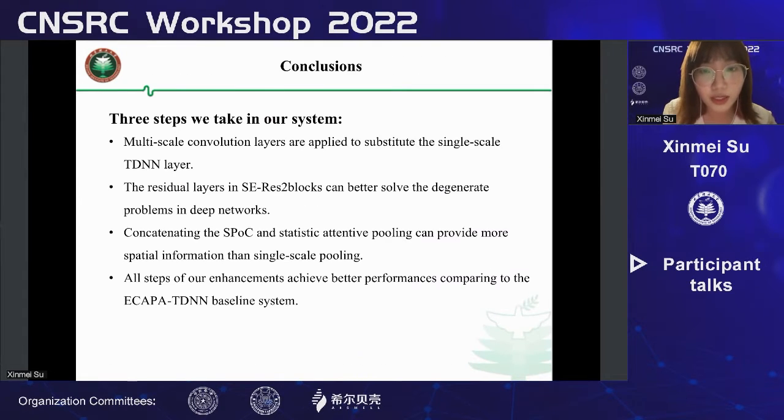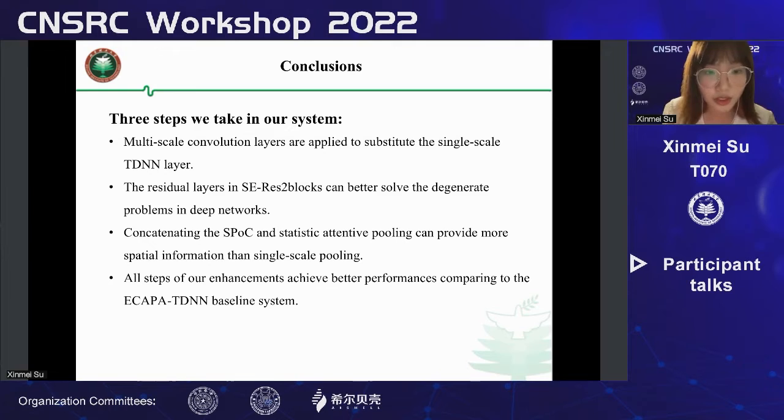Finally, the conclusions of our system. We have 3 steps that we take and that are effective. The first one is the multi-scale convolution layers applied to substitute the single-scale TDNN layers. And the second one is the residual layers in SE-Res2 blocks. They can better solve the degradation problems in deep networks.